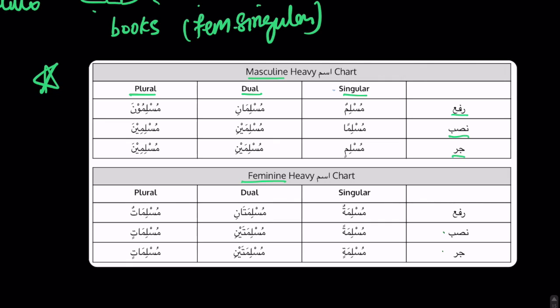So for example, let's look at Muslimaini. Muslimaini here, we can tell by the ending that it's masculine, we can tell that it's dual, and we can tell that it is nasab or jar, and we can differentiate by context. Okay, let's look at muslimatun. Muslimatun, it is feminine, it's plural, and it is rafa.